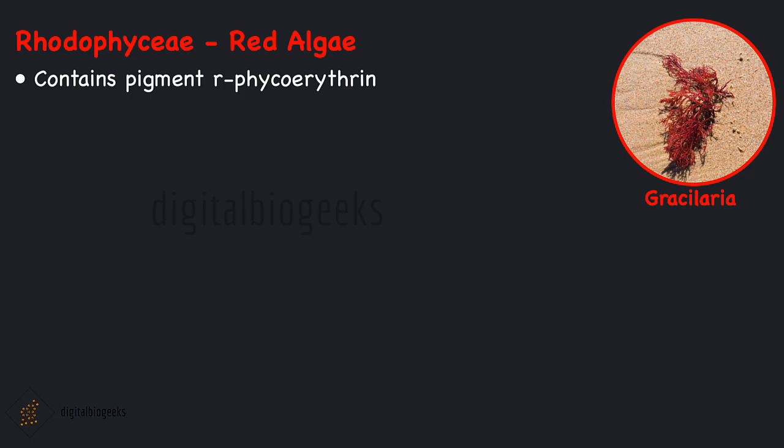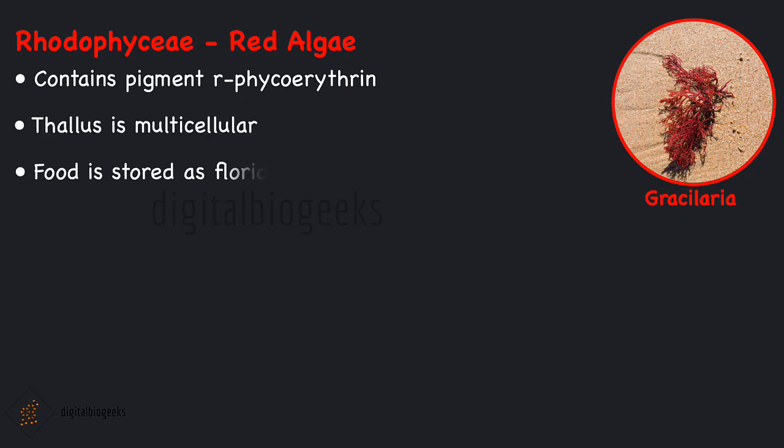A few minutes earlier, we discussed that they are marine forms and are found in warmer areas. They can be present in well-lighted regions of the oceans, which means close to the surface, and also at the bottom where very little light is available. Their thallus is multicellular and they store food as floridean starch, which is more highly branched than amylopectin. Floridean starch is stored as grains outside the chloroplast.